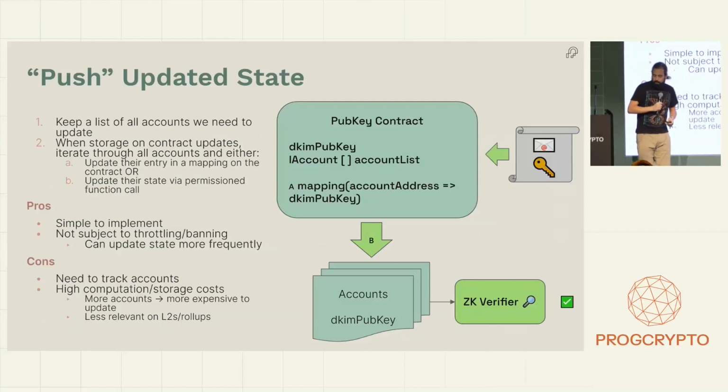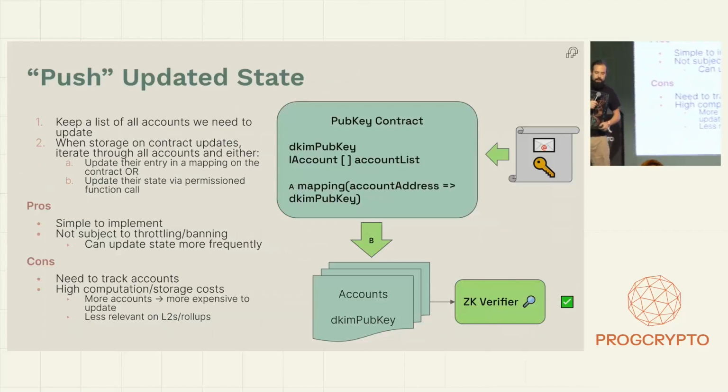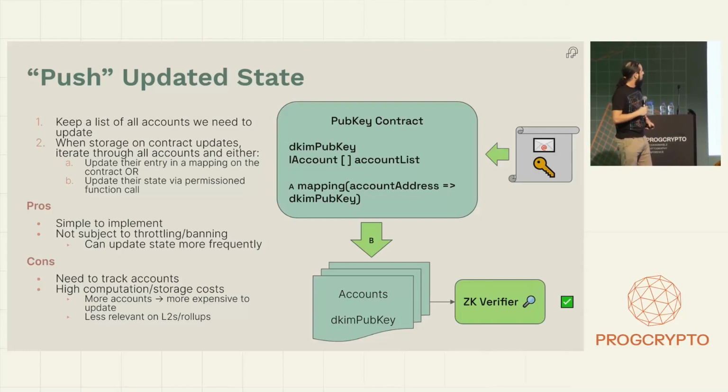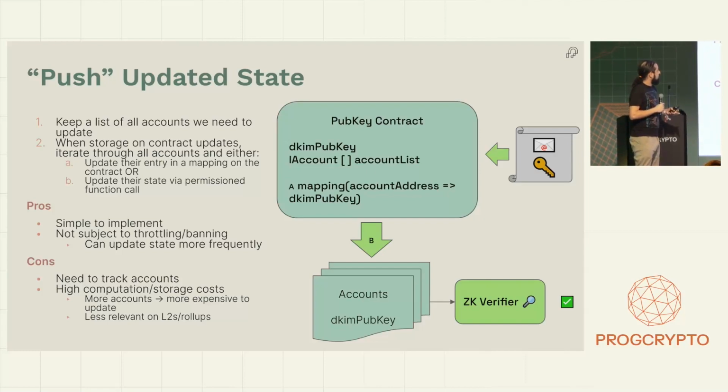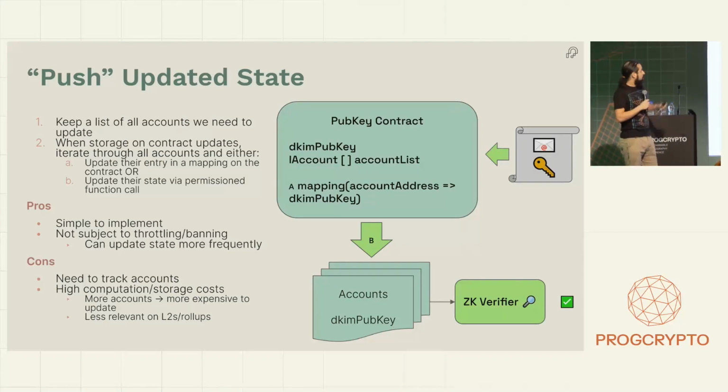So, first off, we're going to have the push updated state. And so there are two key steps to this. Number one is, we're going to have our contract with whatever kind of, let's say, for example, public key we want to store. That contract will accept updates of that remote key into there. And then we also need to keep a list of every account we care about that we want to update.